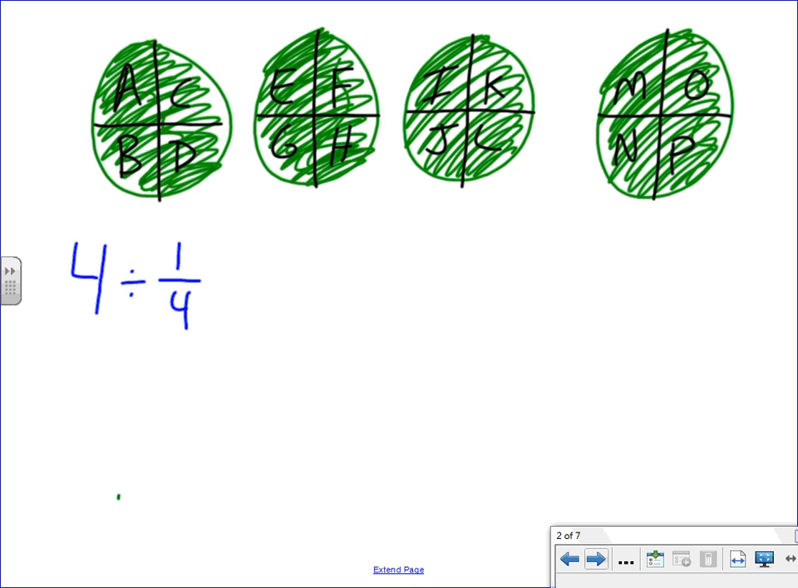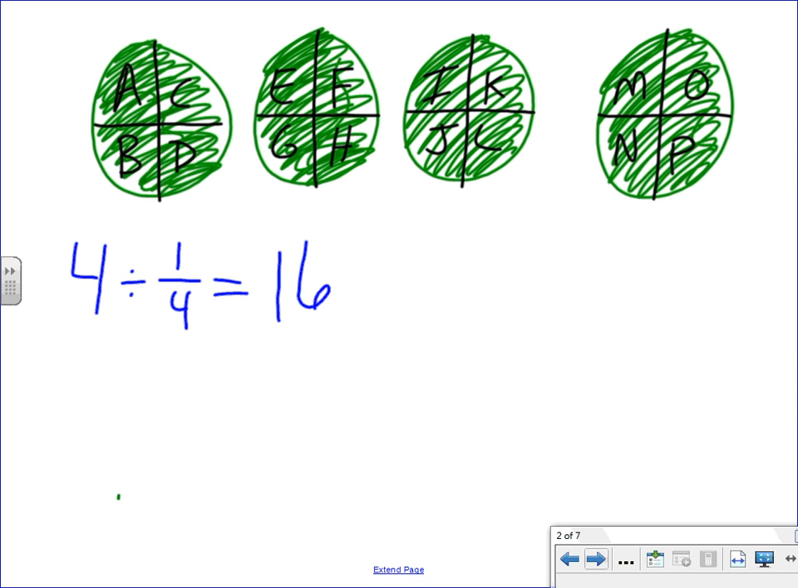So the answer to that, if we do our counting, that's A, B, C, D, there's 4. E, F, G, H, there's 8. I, J, K, L, that's 12. And M, N, O, P, that gives us 16. So I had 16 fourths here. There are 16 fourth pieces of pizza. So if I had 4 pizzas and I cut them into fourths and I gave a fourth out to each student, how many students could I feed? I could feed 16 kids.